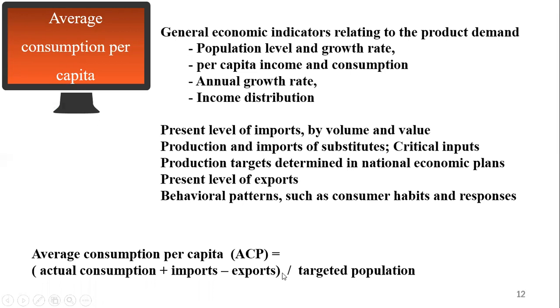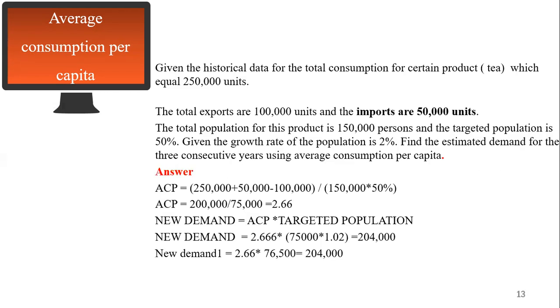So the average consumption per capita depends on the actual consumption, or the consumed product due to the actual production available, plus the imports minus the export, divided by the target population. So I need to find this given data in order to make an assumption to find the average consumption per capita. So let's see in this data, you have been gathering information on a certain product. The total consumption of a certain product is 250K, the total export is 100K, and the importation is 50K. The total population in this place is simply 150K persons, and the target population is 50%.